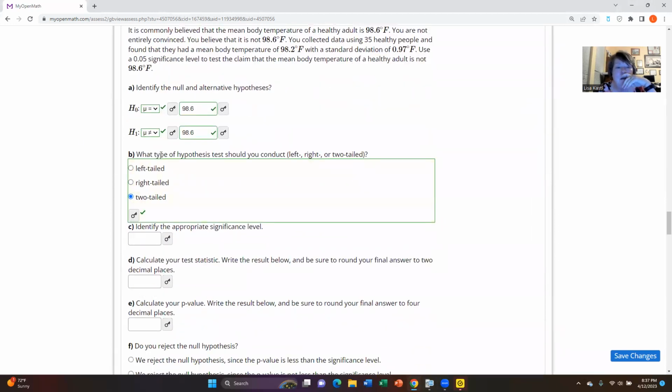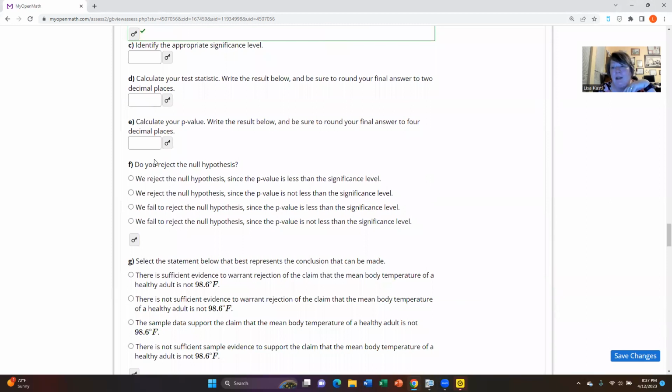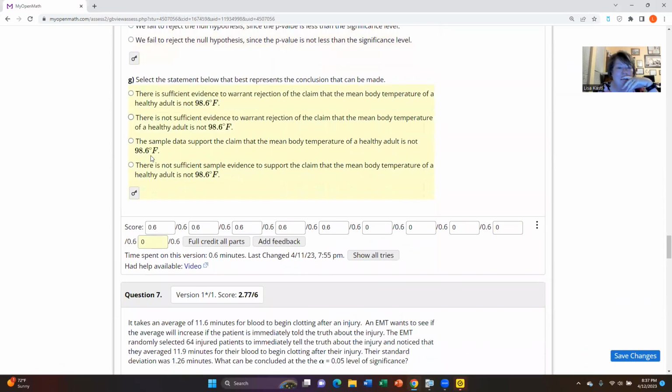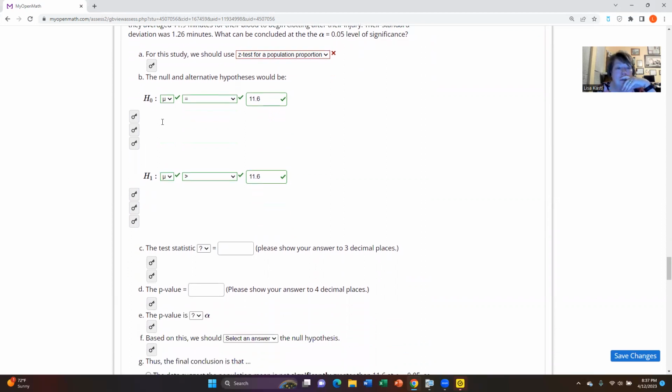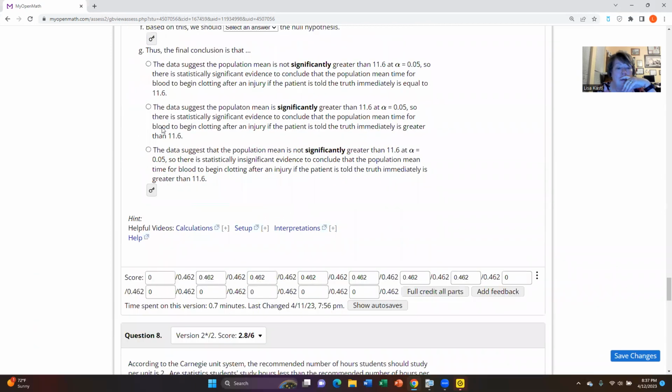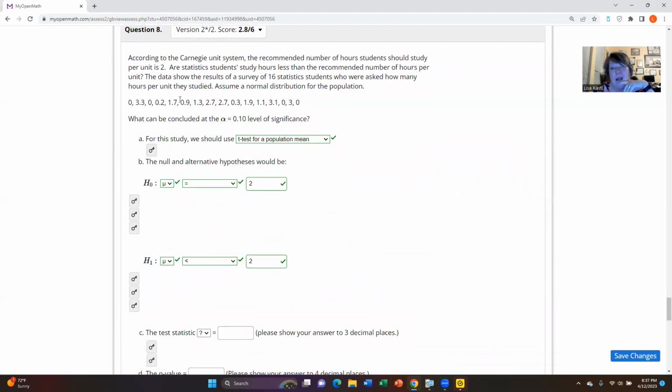Okay, it looks like you've got the hypotheses all figured out. That may be just from guessing, or you may have figured it out. Why did you pick z-test? This is not going to be a z-test. Again, read the problem. If nowhere in the problem they tell you that the population standard deviation is given, then you are going to use a t-test. Here's another one where you have to put the data in a list.